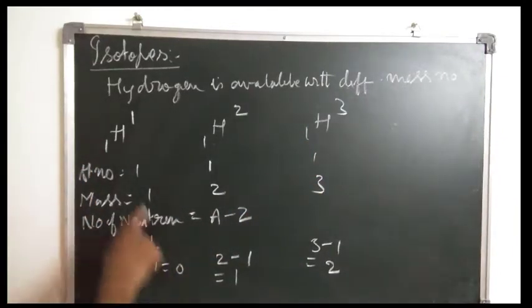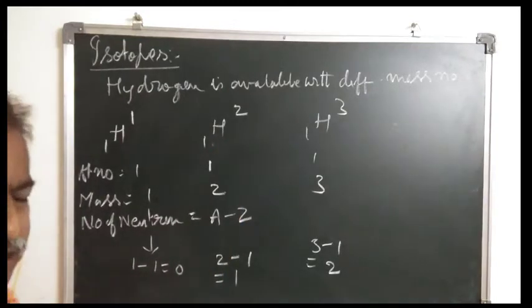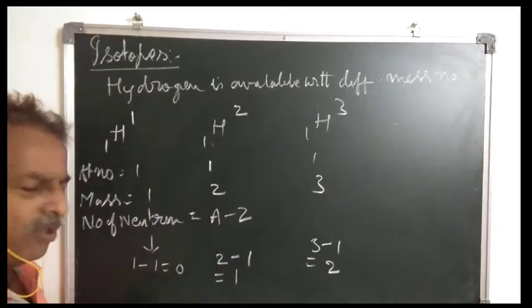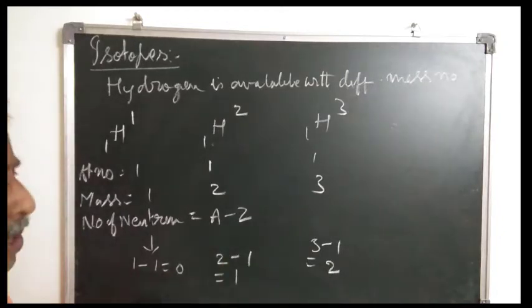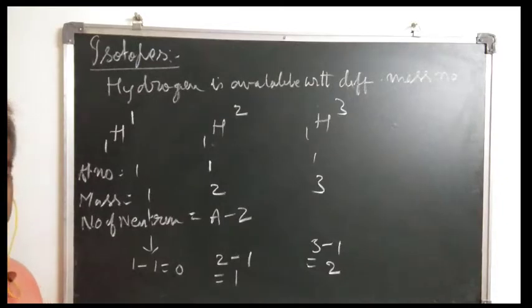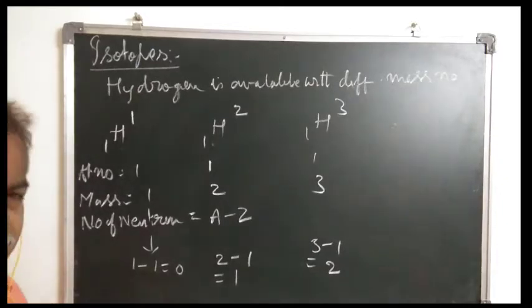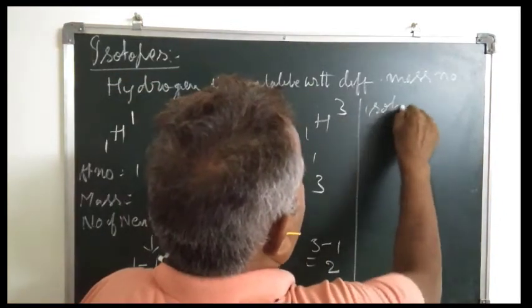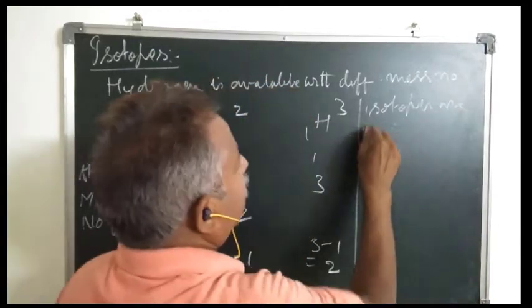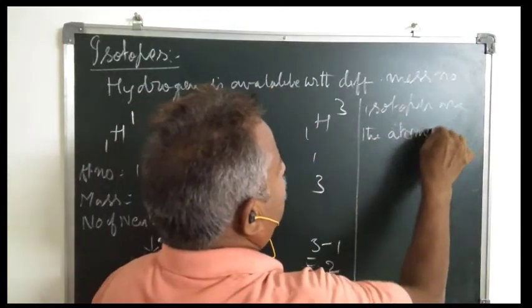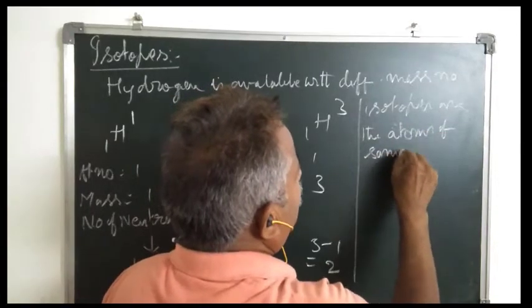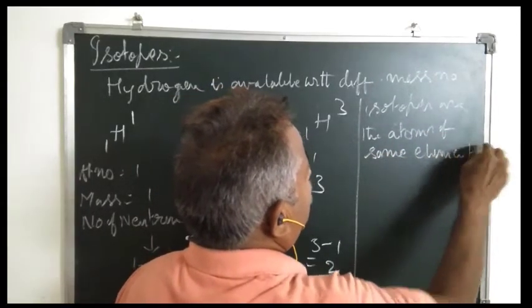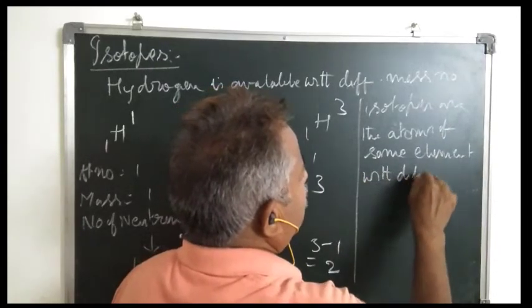Now, observe this. All these are hydrogen atoms. Hydrogen atoms means they are of the same element. Their atomic numbers are same. That means each hydrogen atom has 1 electron and 1 proton. But the number of neutrons is different. So, such atoms with same atomic number but having different mass numbers are referred to as isotopes. So, isotopes are the atoms of the same element with different mass numbers.